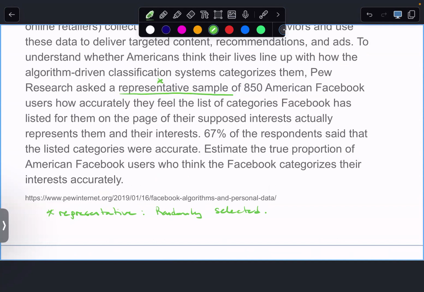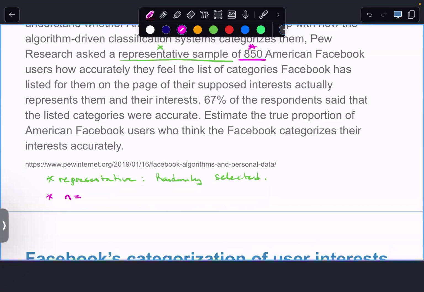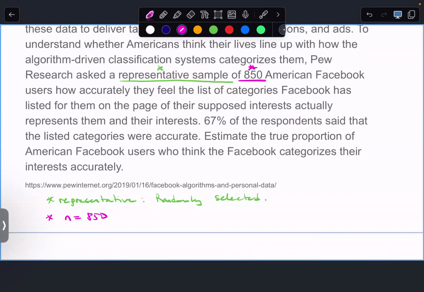850 is going to be our sample size, right? They collected a representative sample of size 850. And so here we have our n is 850.